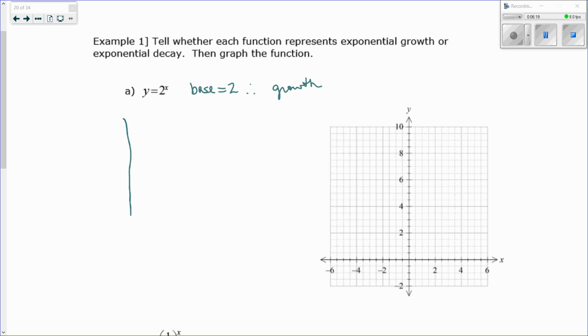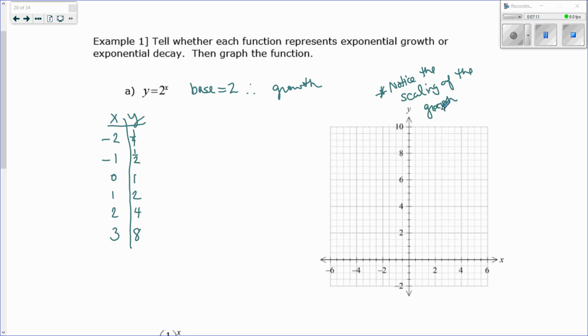On my graph, what I'm going to do is put it into y1 in my calculator. And I'm going to pick some points, write down my table. And when I do that, I get these lovely values. So negative 2, 1/4, negative 1, 1/2, 0, 1, 1, 2, 2, 4, 3, 8. And if I go ahead and plot those points on my graph, I want you to notice the scaling. Not every line is 1.